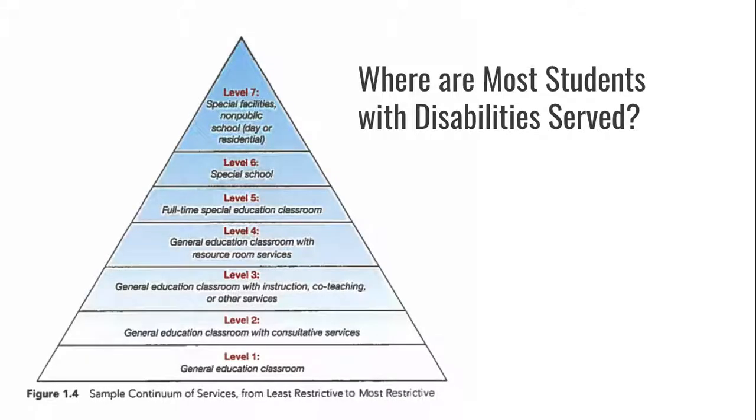Where are most students with disabilities served? Taking this triangle chart from the book, this figure states that Level 1 is the general education classroom. Level 2, general education classroom with consultative services. Level 3, general education classroom with instruction, co-teaching, or other services. Level 4, general education classroom with resource room services. Level 5, full-time special education classroom. Level 6, a special school. This is when it's a bit more severe. Level 7, special facilities, non-public school, day or residential.